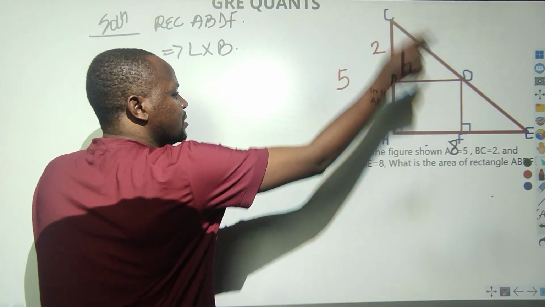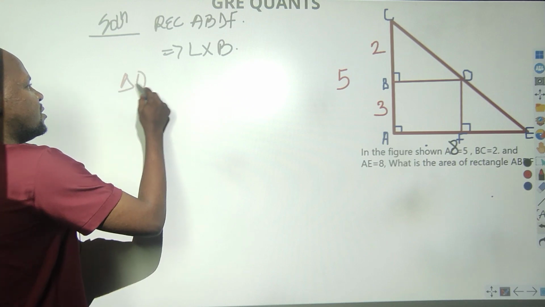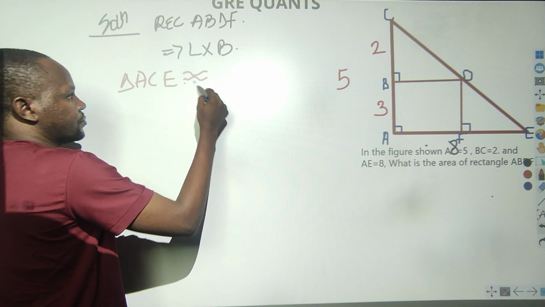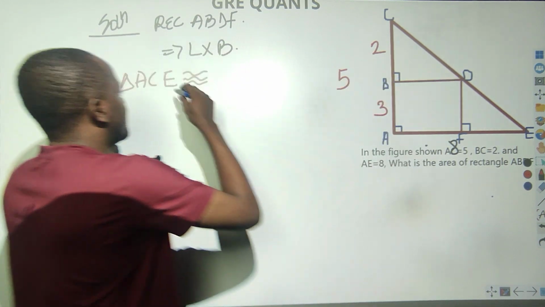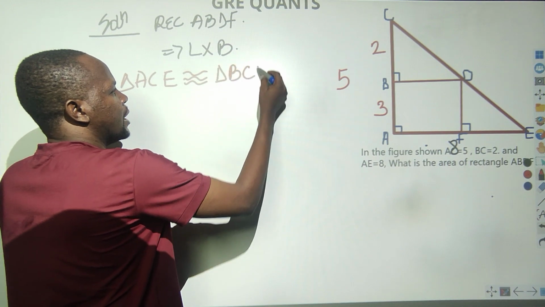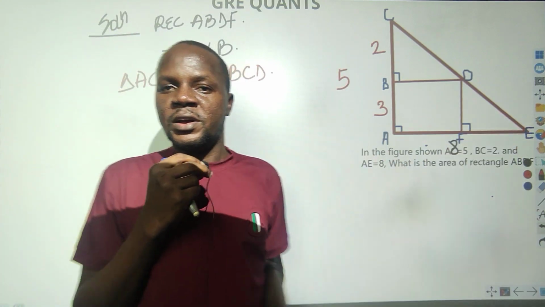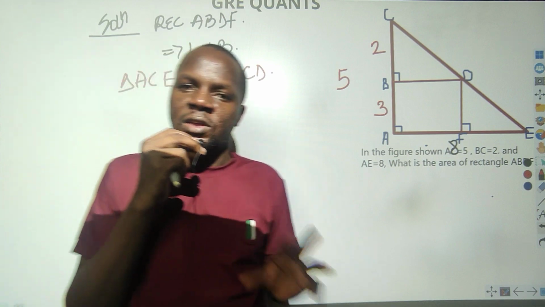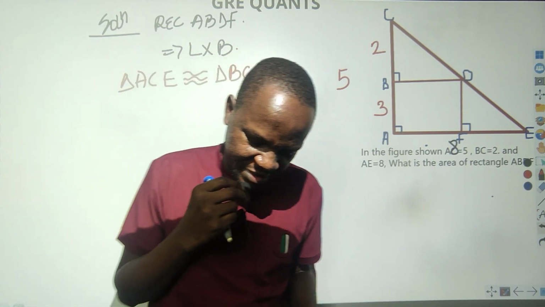I'm taking triangle ACE. Look at this, ACE is similar to the short one, triangle ECD. I hope you can see the short triangle and the big triangle. So when we have that, we say the ratio of the sides are equal. What we call similar triangles is just a type of triangle in which the ratio of the sides are equal.